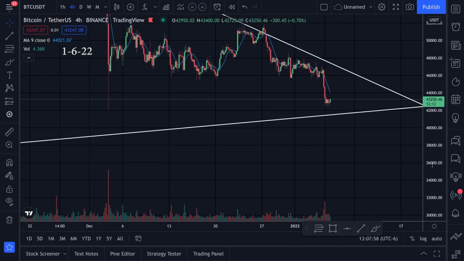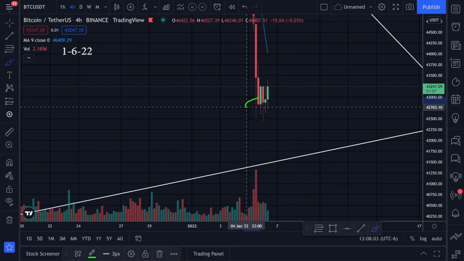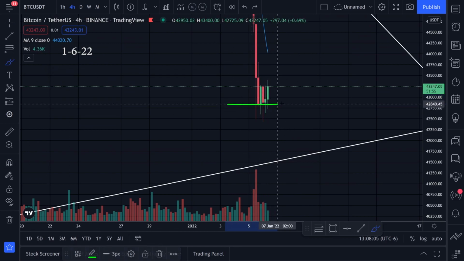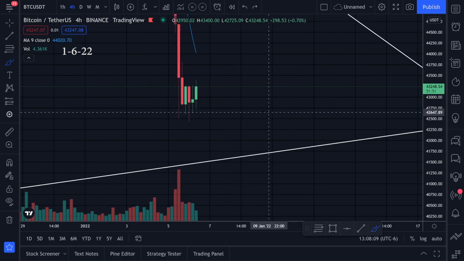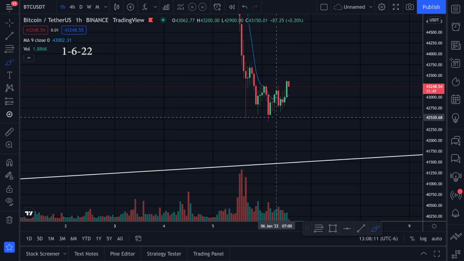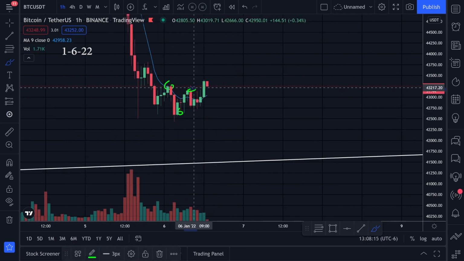Let's jump into the 4-hour time frame just to see how this is doing, because last time I checked this was getting a little bit of support right here at around 42.8k. It wicked all the way down to 42.4k. But if we go to the 1-hour time frame, what I was looking at is we had support right here, and then we had resistance.